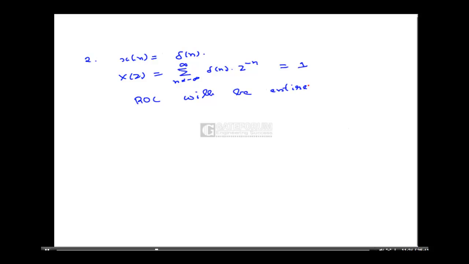x[n] equals delta[n] is an impulse. X(z) will be equal to the summation, n tending from minus infinity to infinity, of delta[n] z to the power minus n, which equals 1. Thus the ROC will be the entire z plane. Whatever the value of z, X(z) is always finite, equal to 1.